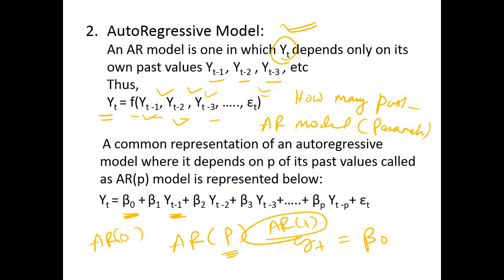AR1 model. If it is AR2, then up to this much, right? Yt minus 1, Yt minus 2. If it is AR3, then include this one also. If it's AR4, go next, and so on. Most of the times you will stop at AR3 and 4. You won't go beyond that, right?